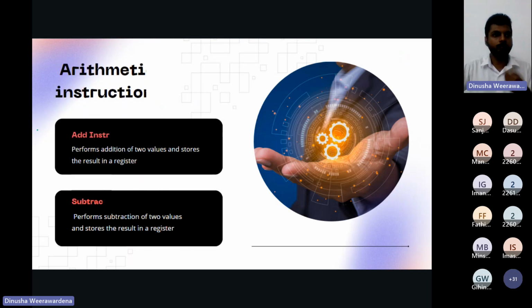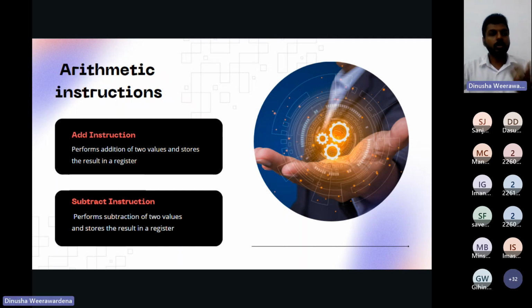On this slide, we are discussing the arithmetic instructions. The add instruction enables us to perform addition, just like we do in mathematics. We can select two values, such as numbers or variables, and the computer will add them together, providing the result in the register. It's like having a virtual calculator that can effortlessly add numbers for us.